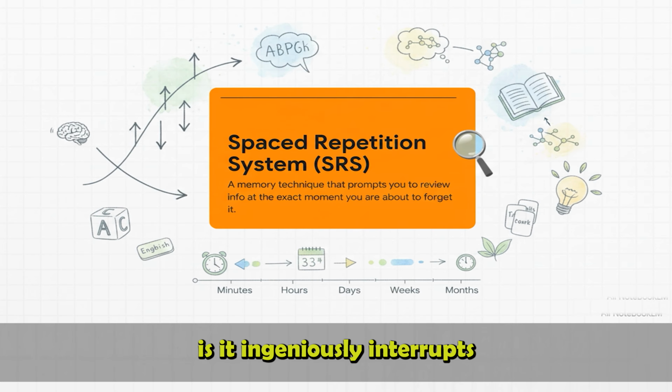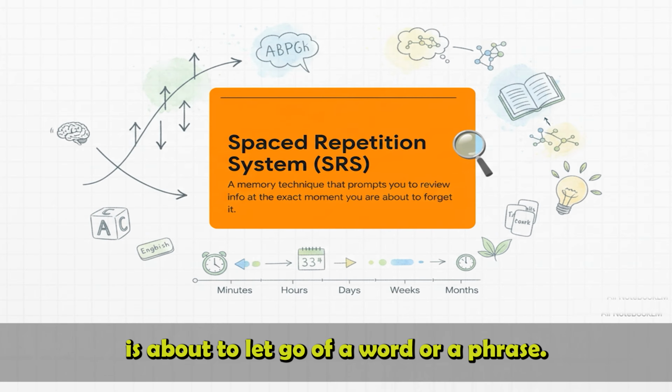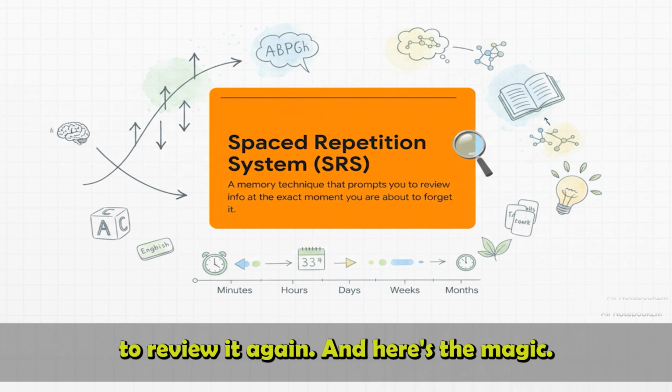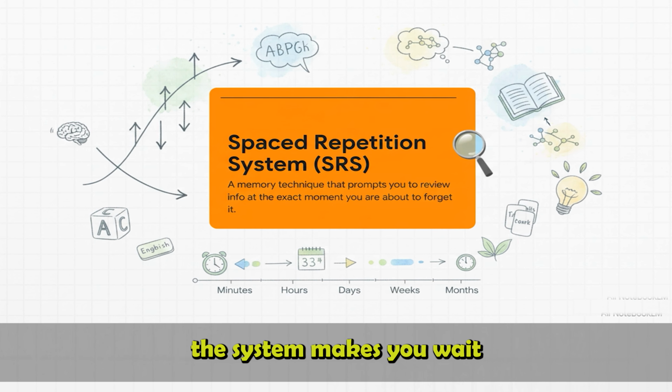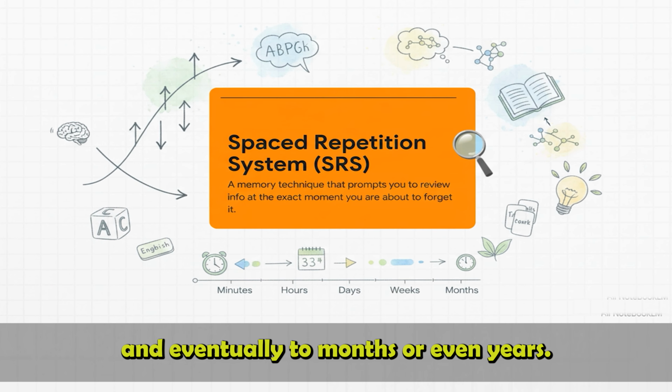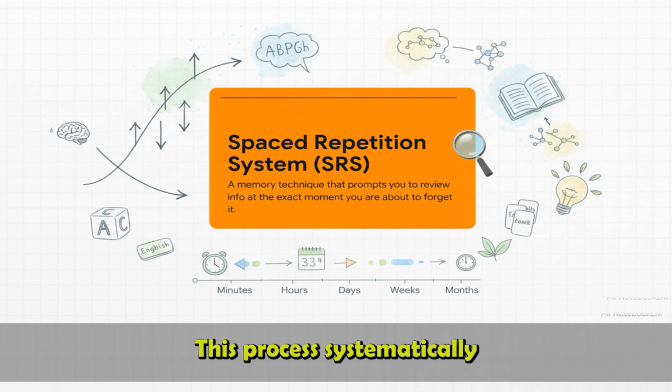What SRS does is it ingeniously interrupts that forgetting curve. It's like having a personal memory coach. Just as your brain is about to let go of a word or a phrase, the SRS algorithm prompts you to review it again. And here's the magic. Each time you successfully recall it, the system makes you wait a longer and longer period of time before showing it to you again. The interval might go from minutes to hours to days to weeks, and eventually to months or even years. This process systematically and efficiently forges that information into your robust, long-term memory. It is, hands down, the single most efficient way to learn and permanently retain huge amounts of information.